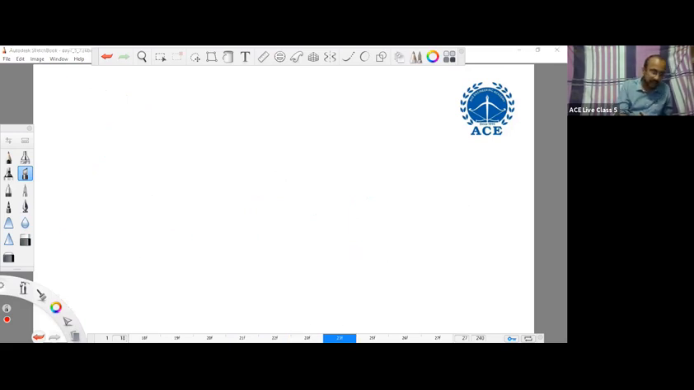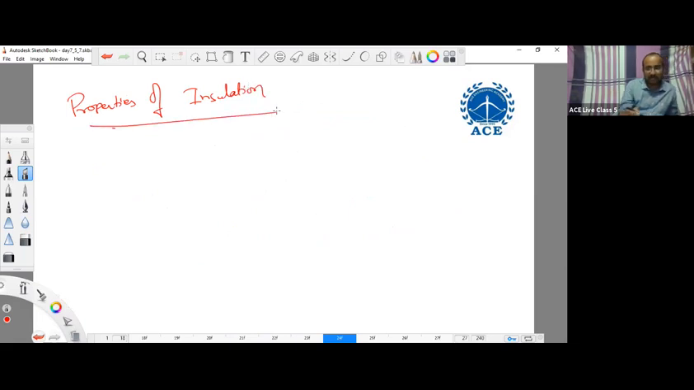Next, what are the properties of insulation that is required in case of a circuit breaker? If you are using insulation in a circuit breaker, what properties should it have? The first property is dielectric strength. Should it have high or low dielectric strength? The dielectric strength of the insulation material should be very high.